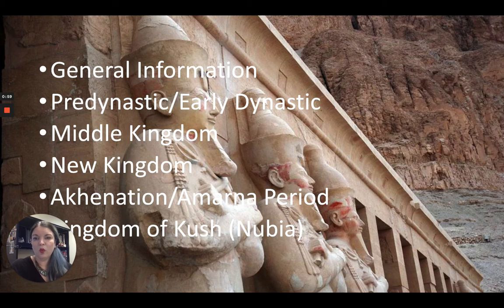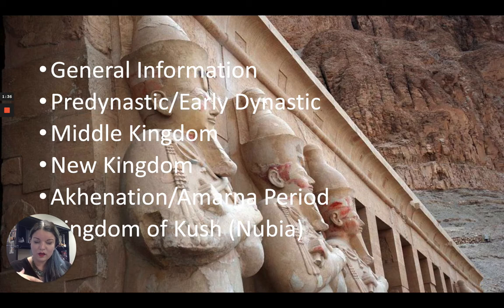Okay, so what we're going to do today and in the next lecture is talk about some general information about Egypt and also Nubia or ancient Sudan. We're going to look at the pre-dynastic and early dynastic periods in Egypt. We're going to look at the Middle Kingdom, the New Kingdom, the Akhenaten and Amarna periods in Egypt, and then we're going to look at the Kingdom of Kush kind of as an overview because it relates pretty directly to what's going on in Egypt and tends to get left out of the discussion when we talk about Egypt.